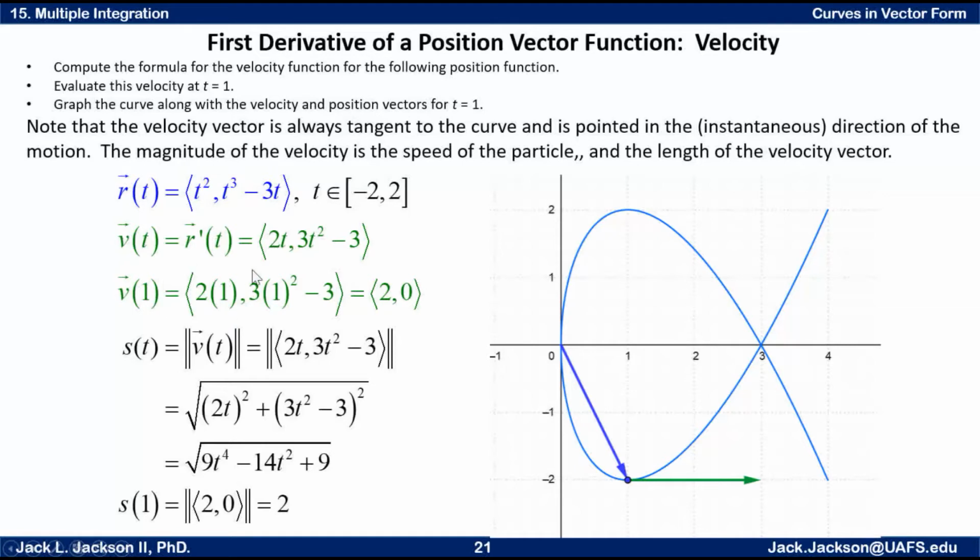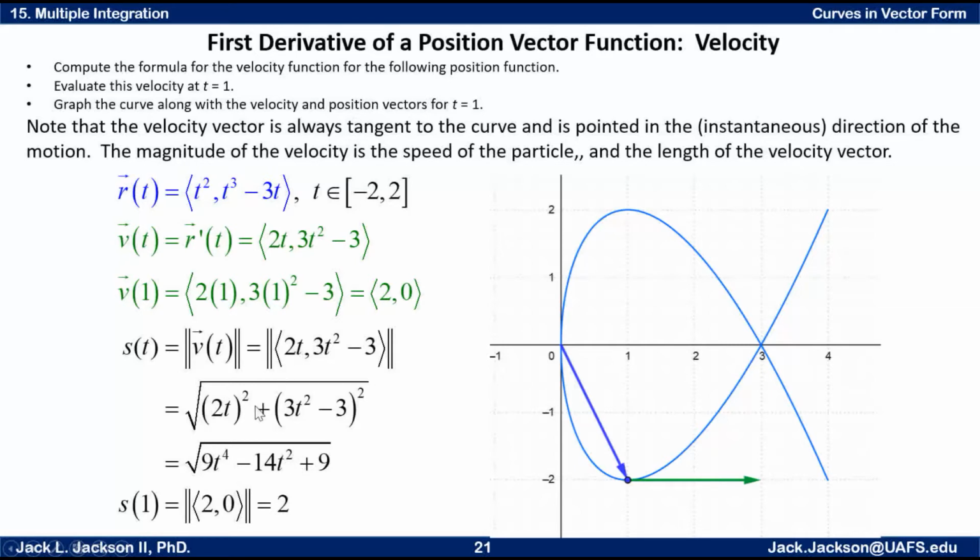Plug in 1 in this formula where the t's are, and we see that this is the vector 2, 0. So at this point right here, the velocity vector is 2 units long, and it's pointing directly to the right. 2 to the right, 0 up and down. The speed of the object is the magnitude of that velocity vector, its length, which is the norm of that. So you just square each component, add them up, and square root.